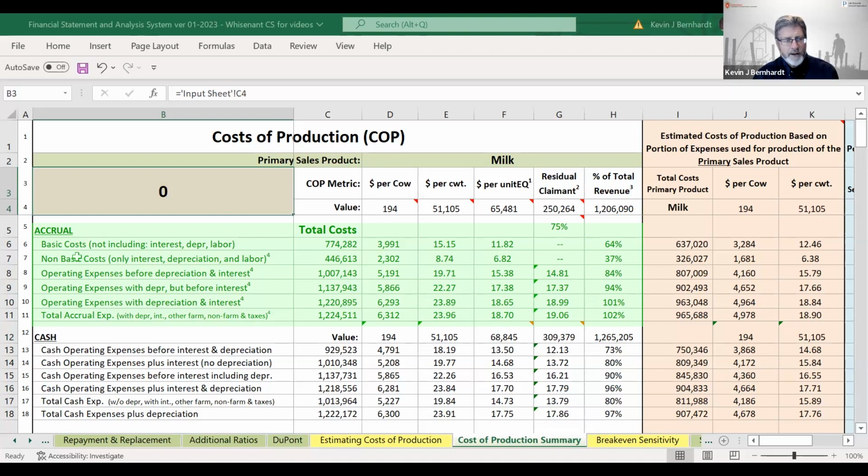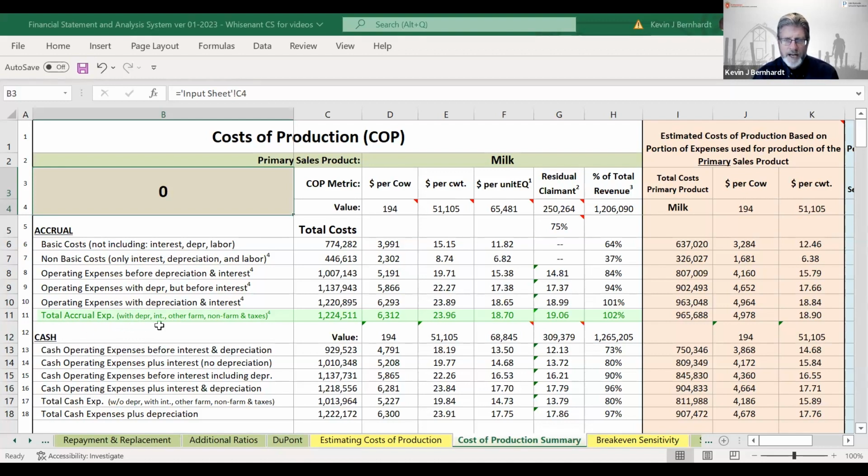And we have basic cost, which is just those operating costs that don't include interest, depreciation, and labor. Non-basic costs are the sum of interest, depreciation, and labor. And the one that I look at most often, at least to start with, is the one here in line 11 called total accrual expenses.